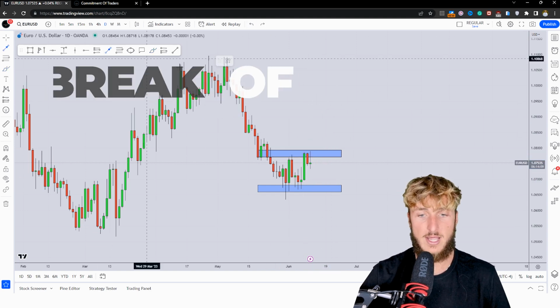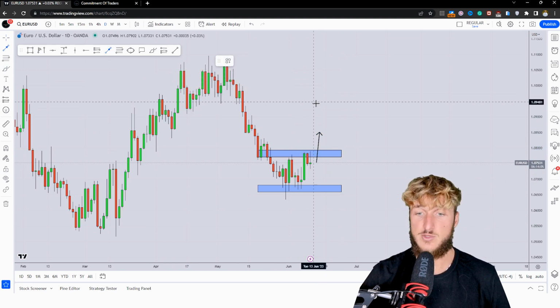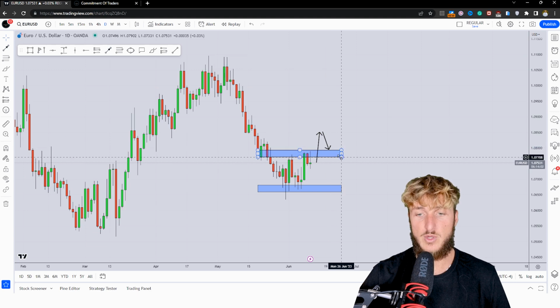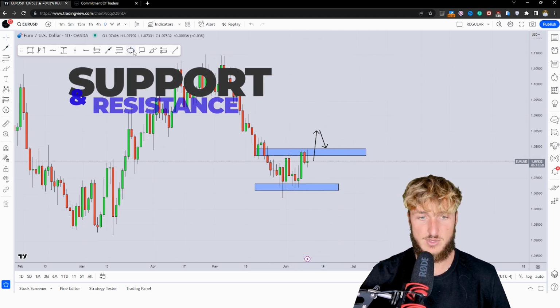However, if we get a break above the high of this range, meaning above this resistance, things would get very interesting, because what we know in the market is that previous resistance, once it gets broken to the upside, it becomes support.